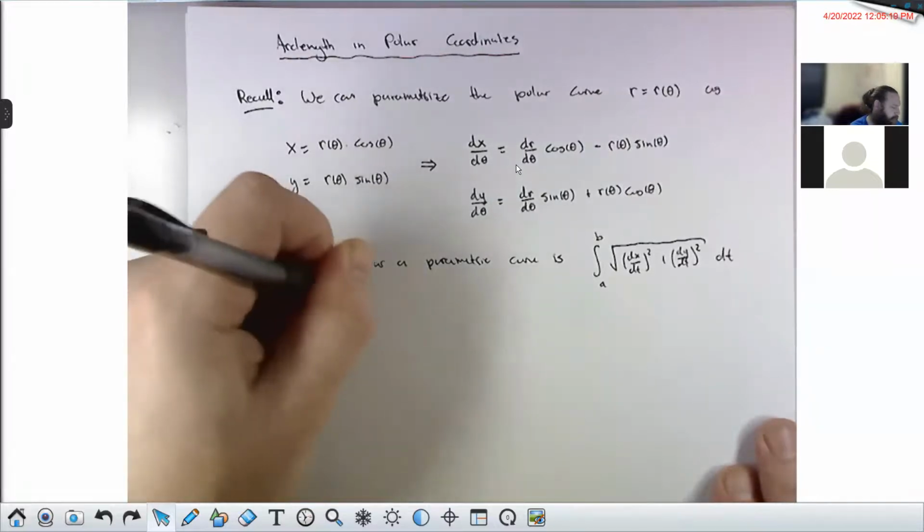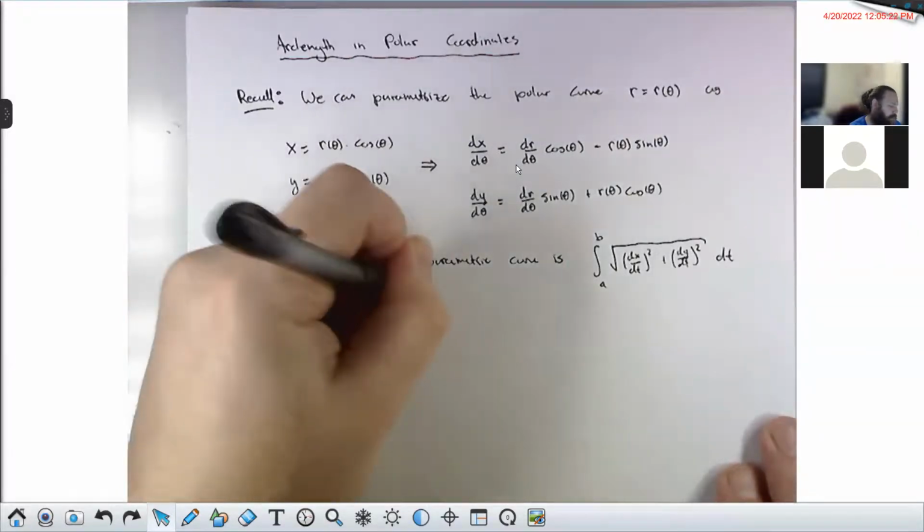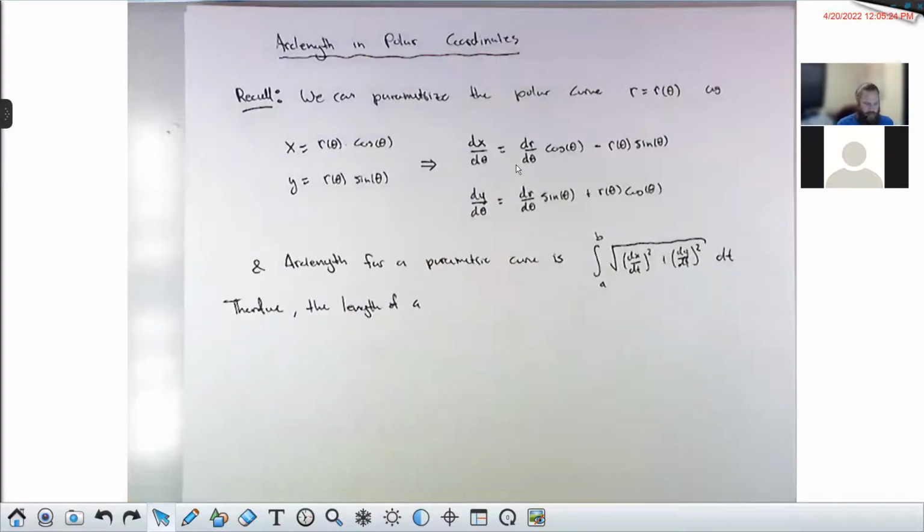Therefore, the length of a polar curve. God damn, I'm sorry, guys. I don't know what this is calling me.